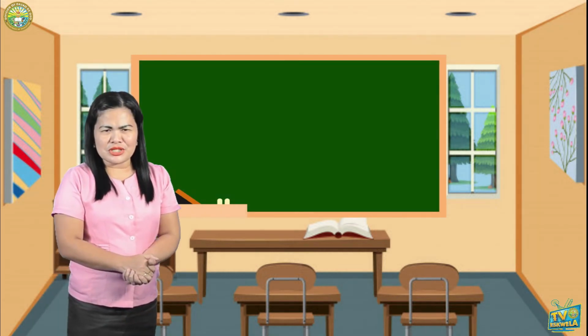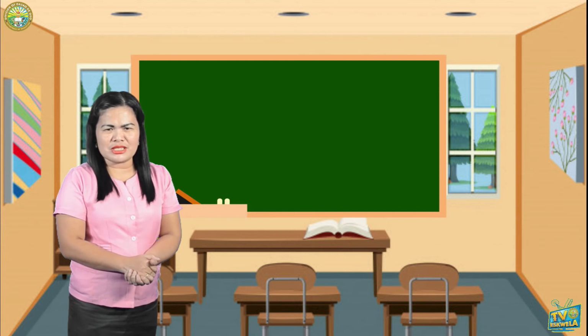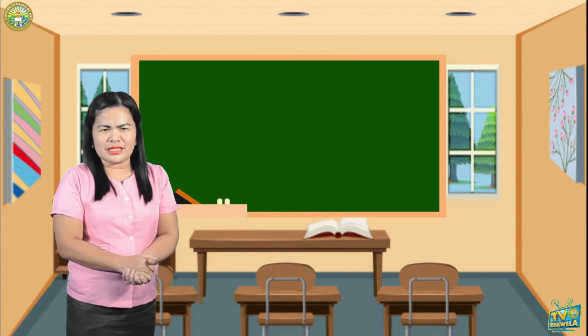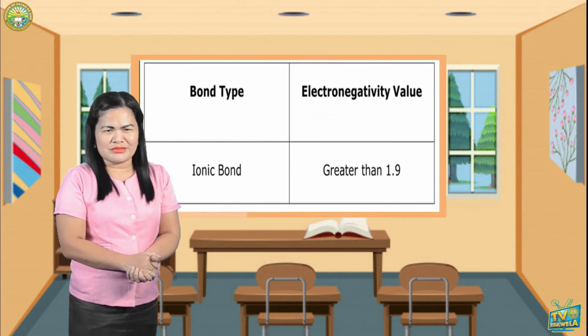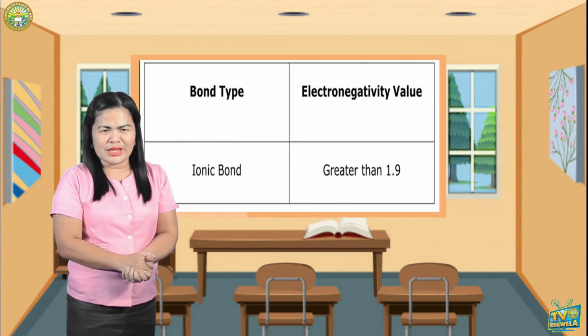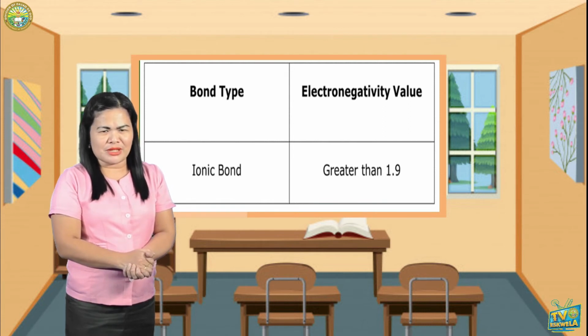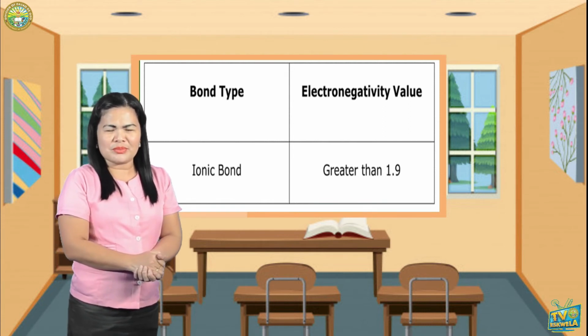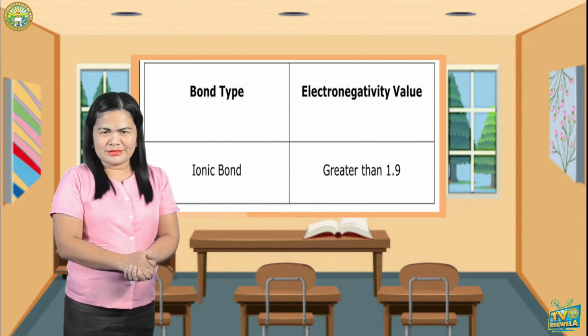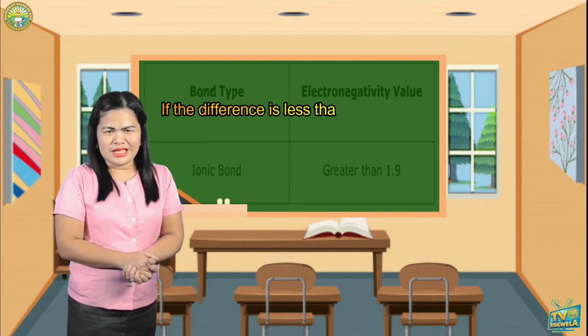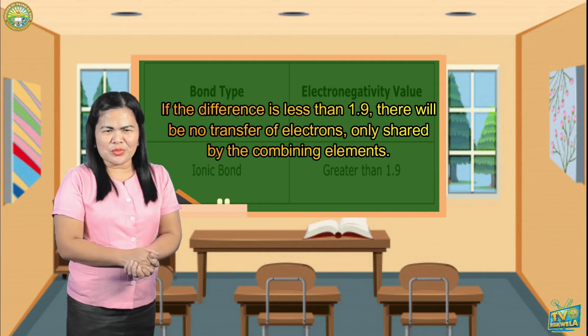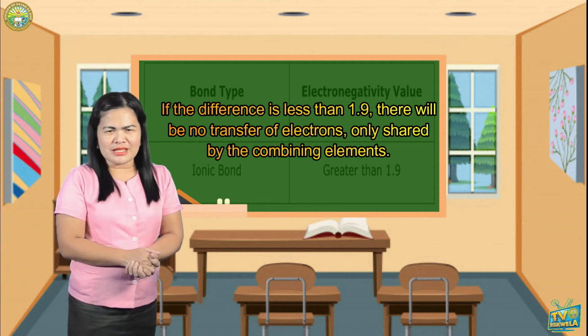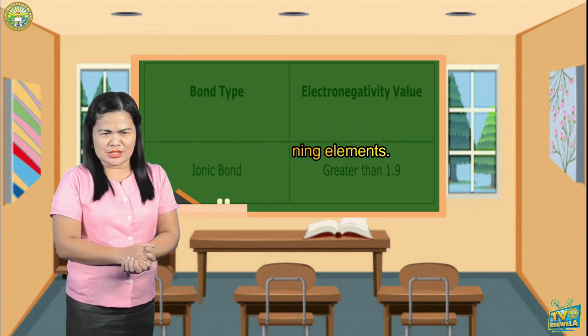Now, let us consider the degree of how the electron is transferred by getting the electronegativity difference. We will use the electronegativity table given. Bond type, ionic bond: the electronegativity difference is greater than 1.9. If the difference is less than 1.9, there will be no transfer of electrons, only shared by the combining elements.